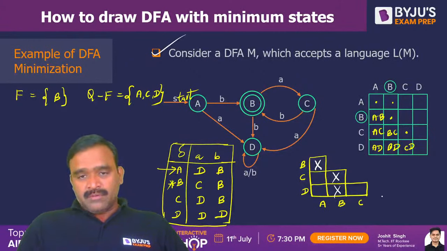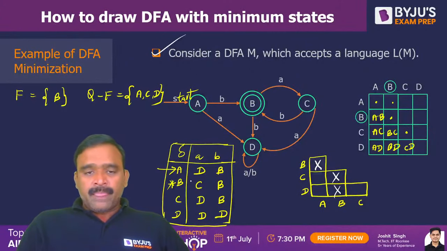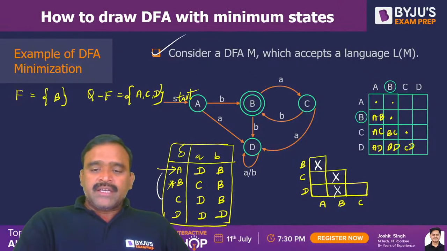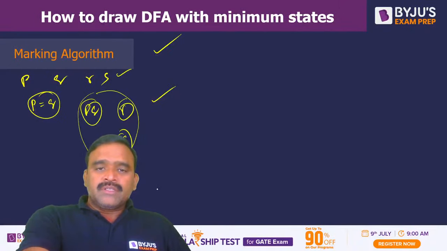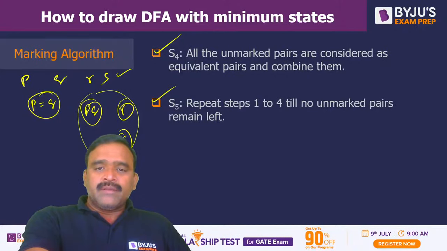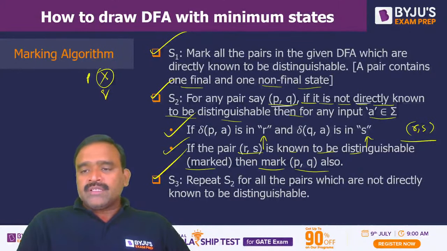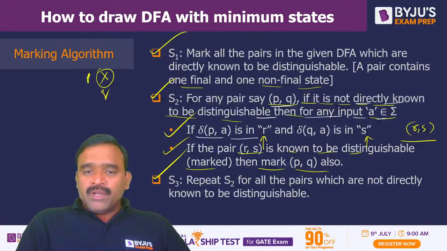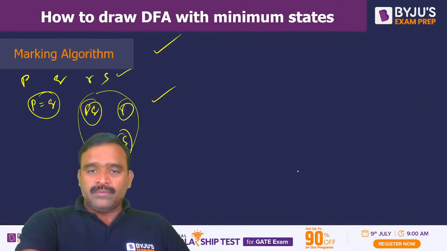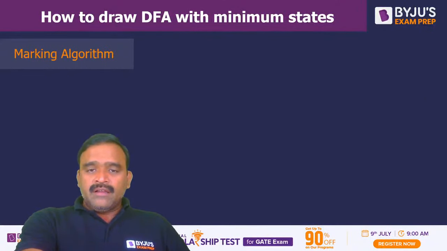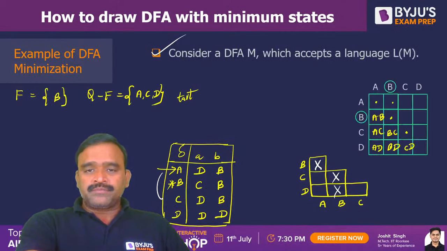Second step is applicable. What is the second step? For any pair P, Q, if it is not directly known to be distinguishable, then for any input A belongs to sigma, if transition of P on A is R and Q on A is S, and if RS is known to be distinguishable, we can mark P, Q also. So directly in the diagram, I will show you here.